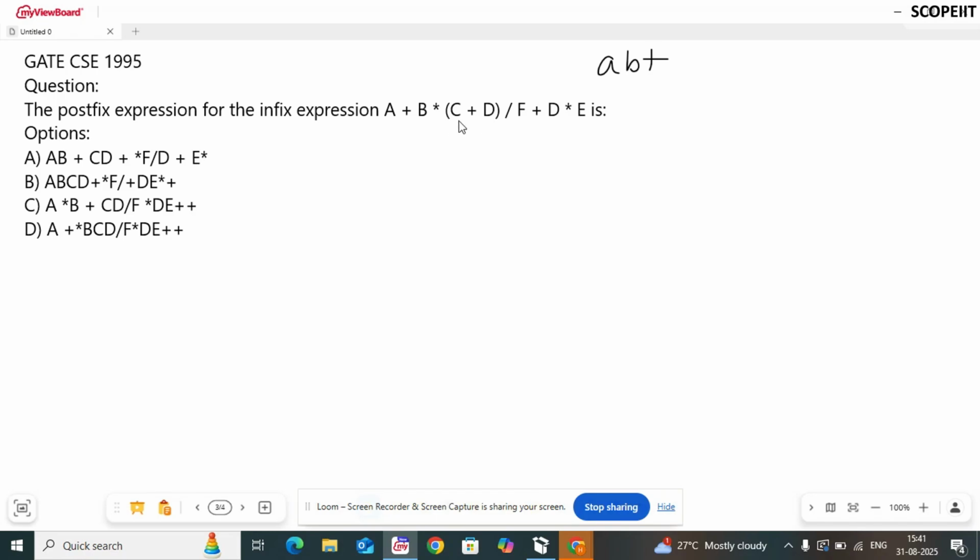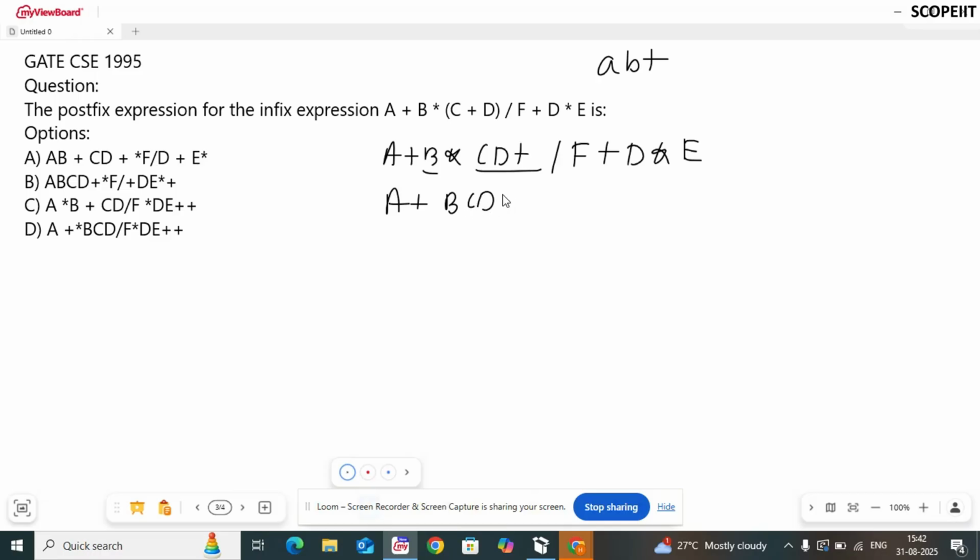So here also the highest priority is bracket. So it will become A plus B multiply. First we'll solve this bracket. So it will become CD plus. This is one term divide F plus G into E. Okay. So here multiply and divide have higher priority and it is left to right associativity. So first we'll solve this term. So it will become A plus BCD plus and multiplication will be the last one.